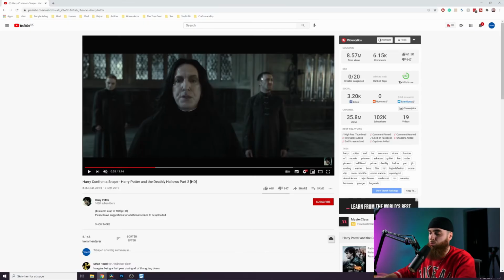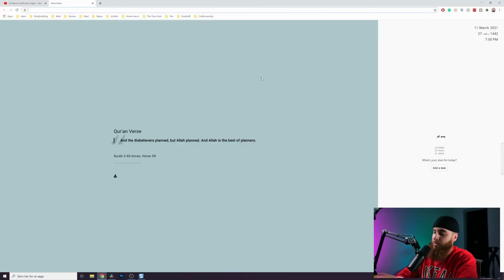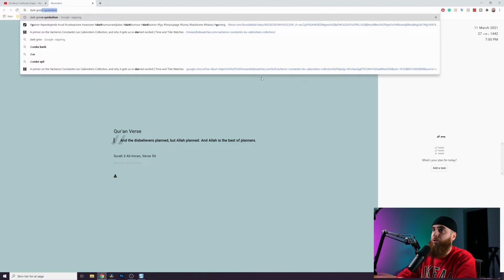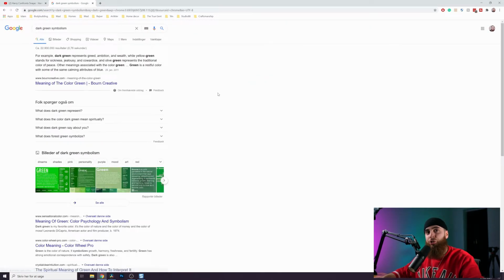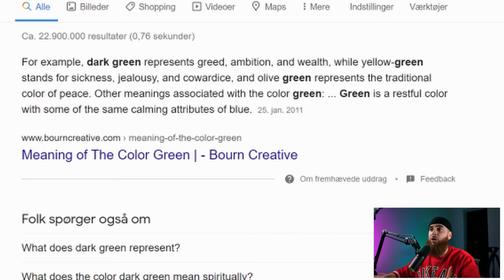So what I did was I went to Google and I said dark green symbolism. I wanted to see what dark green means, because at the end of the day, I believe that the filmmakers made a conscious choice to use this color. And dark green represents, according to Google, greed, ambition, and wealth, while yellow green stands for sickness, jealousy, and cowardice, and olive green represents the traditional color of peace.